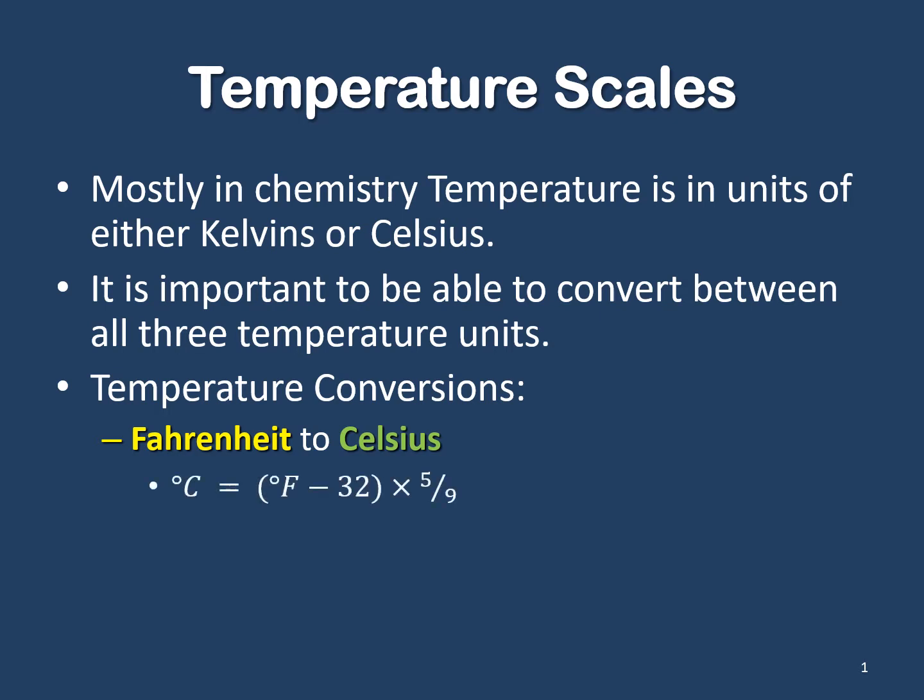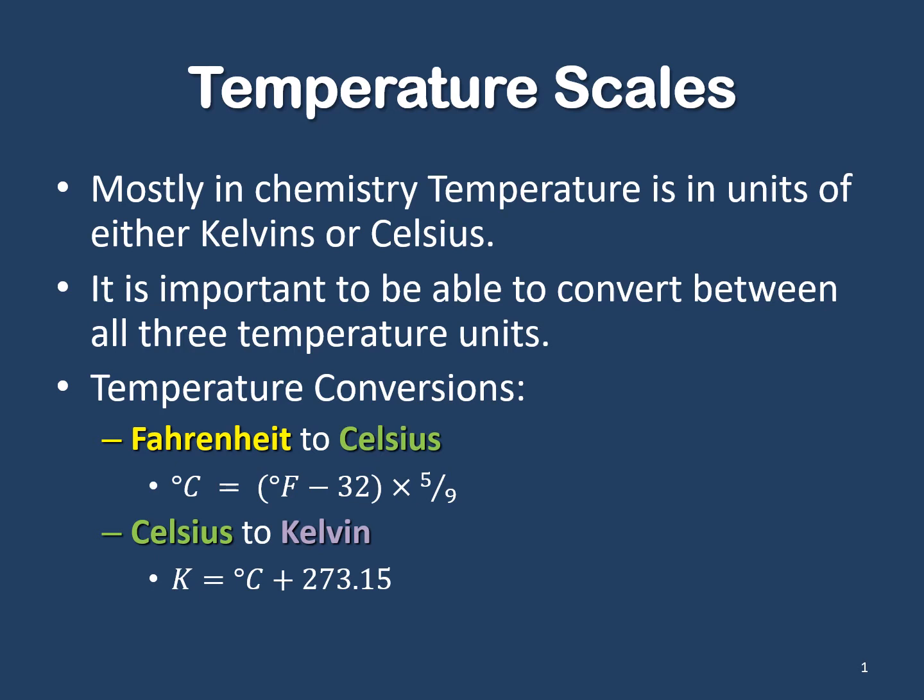So the Fahrenheit to Celsius conversion is that Celsius temperature is equal to whatever your Fahrenheit temperature is, minus 32, times 5/9. And you can just rearrange this equation to get the reverse. To go from Celsius to Kelvin, it's a lot easier. We simply take our temperature in Celsius and we add 273.15 to get our temperature in Kelvin.